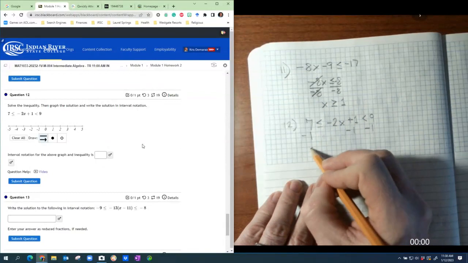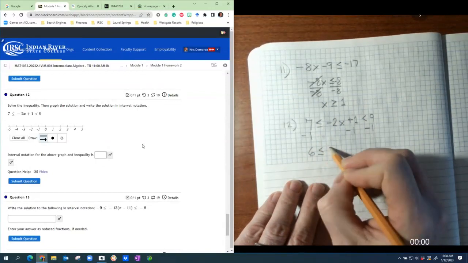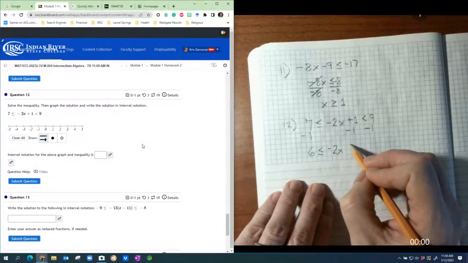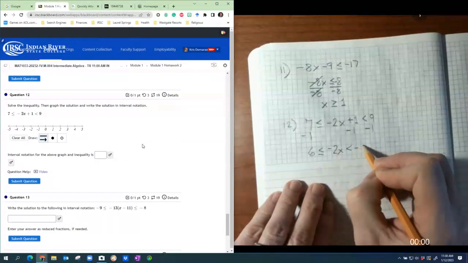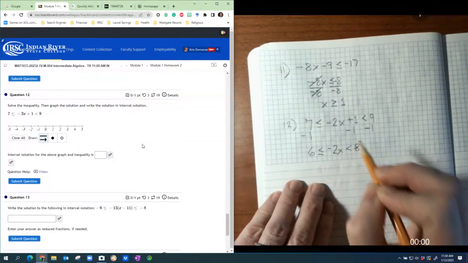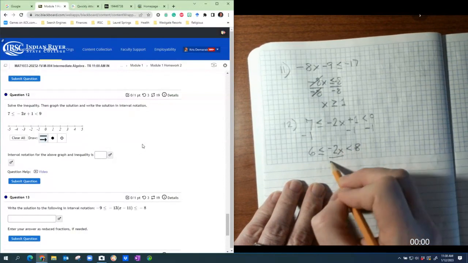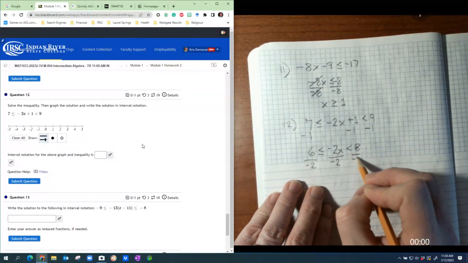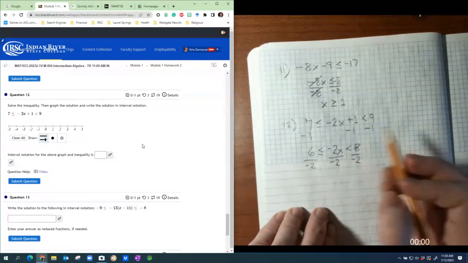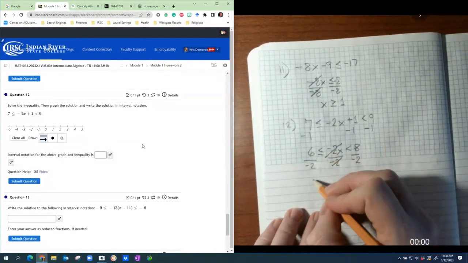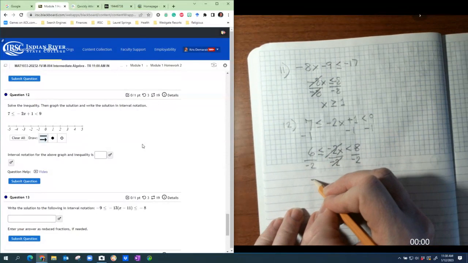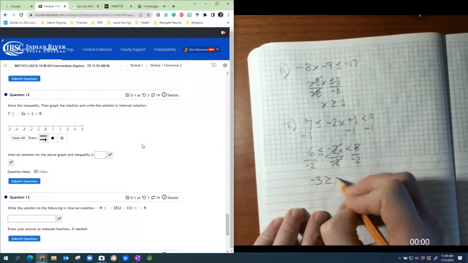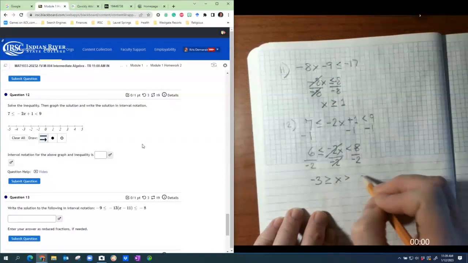So I'm going to get 6, and then I'm going to get this. Now I'm going to divide everything by negative 2. When I divide everything by negative 2, I have to switch the inequalities at the same exact time. So this is going to give us negative 3. And then watch this, the inequality signs are going to switch at the same exact time.